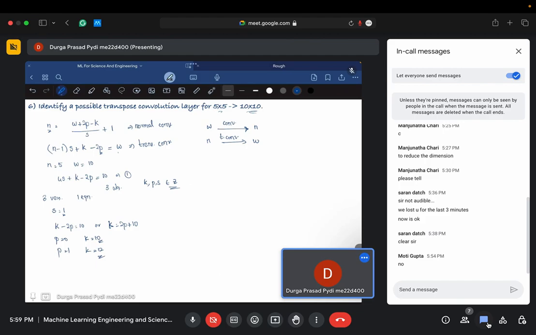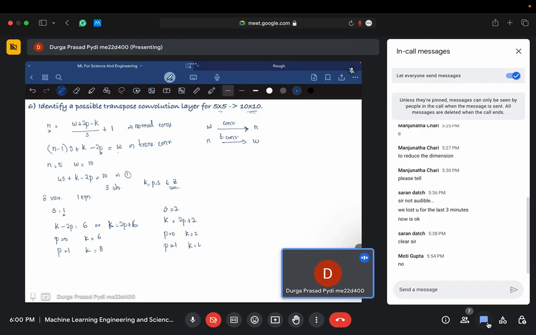So you can try a different scenario. If s equals 2, what is the case? For s equal to 2, k minus 2p should be equal to 6, right? Yes, thank you. So if p equals 0, this is going to be 6. If p equals 1, this is going to be 8. If s equals 2, it's going to be 2. Again with p equal to 0, you have k equal to 2. Different scenarios, so you do not have one solution.